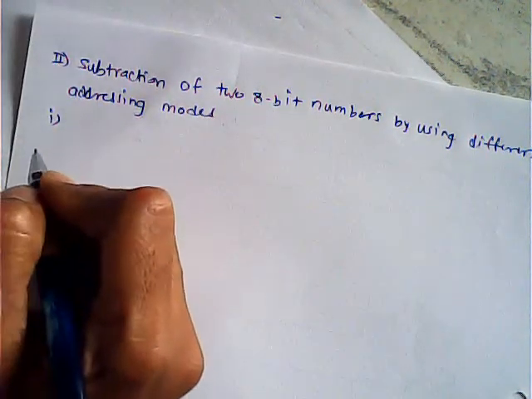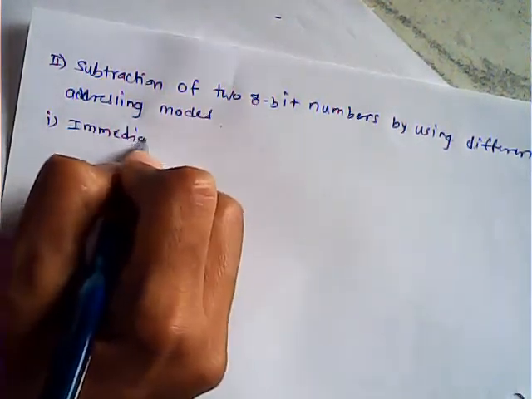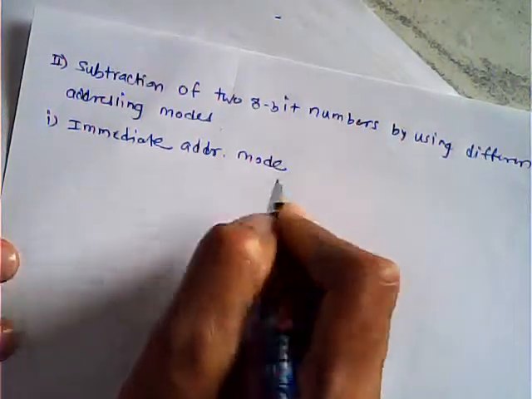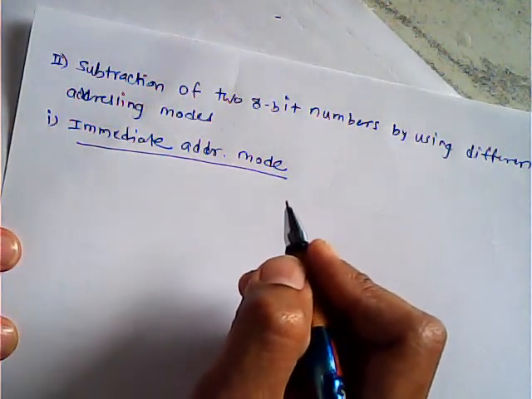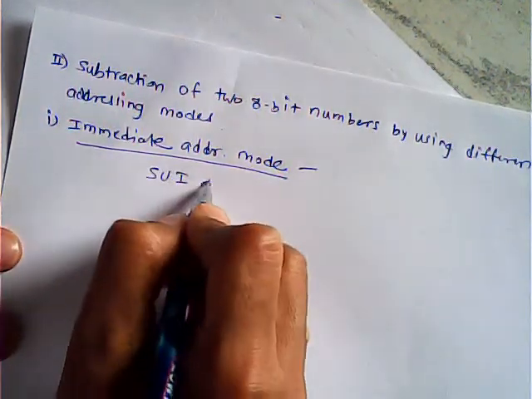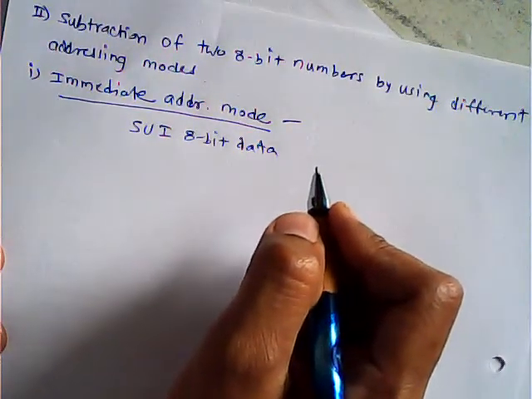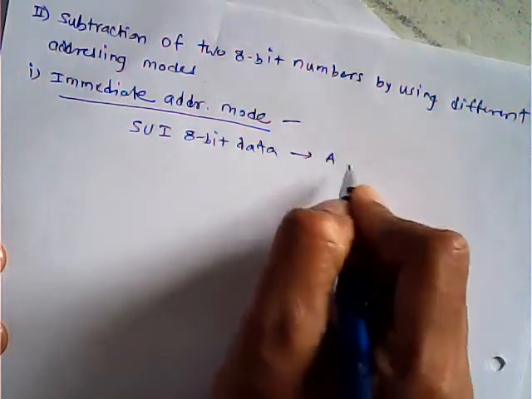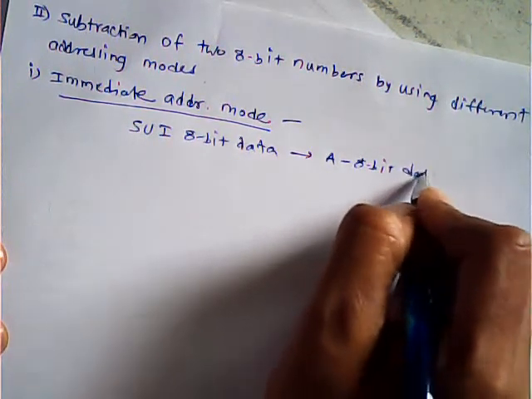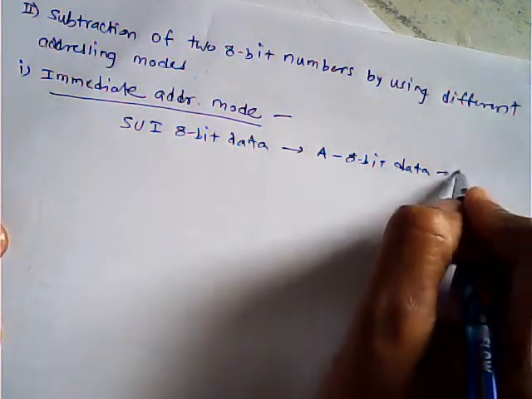The first addressing mode is immediate addressing mode. Under this immediate addressing mode, we have the instruction SUI 8-bit data. Its operation is A minus 8-bit data, and the result we get in the accumulator.